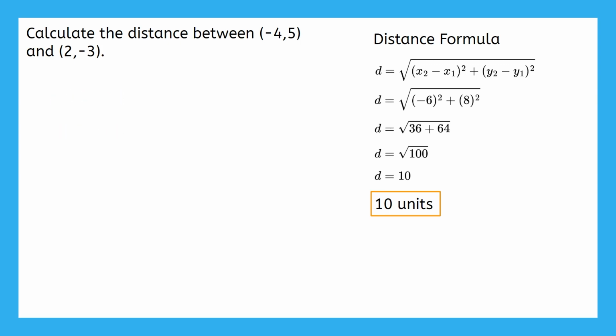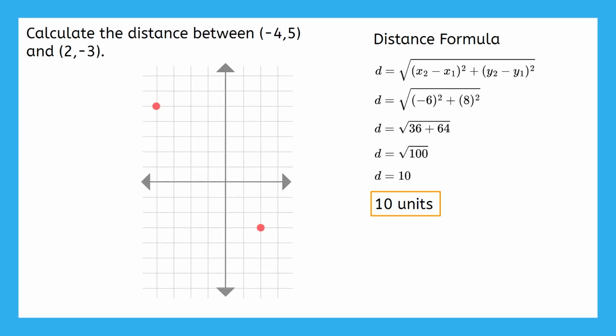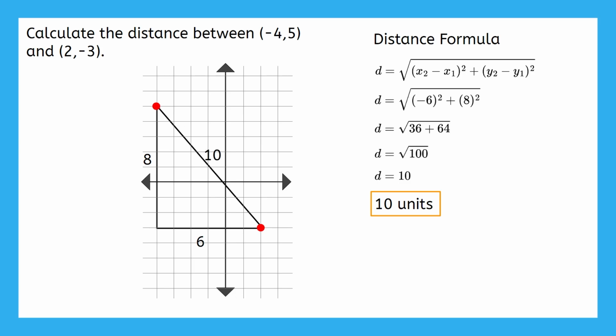Let me prove to you that this is the right answer. Here's a coordinate plane with the 2 points on it. We can draw a right triangle and see that the legs are 8 units long and 6 units long. 6 squared is 36 and 8 squared is 64, just like we had in our formula. And our formula told us that the hypotenuse of this triangle is 10 units.